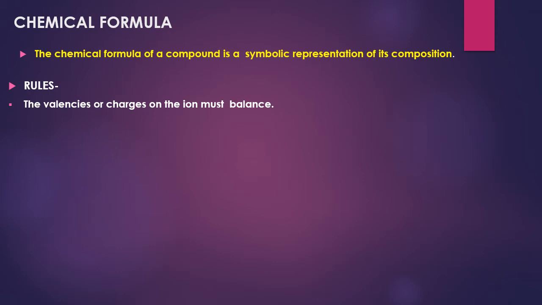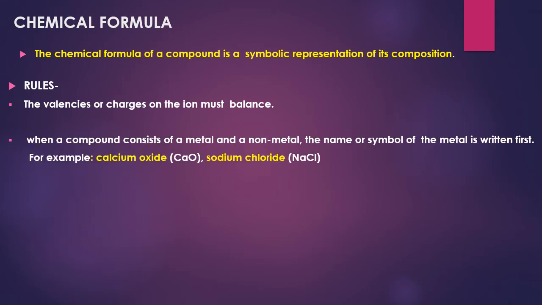There are some rules of writing chemical formula. We cannot write a chemical formula as we wish. We are supposed to follow some rules to write the chemical formula of any substance. The number one is that the valencies or the charges on the ions must balance. How it is balanced, I will tell you in the next slide by giving examples of some chemical formulas.